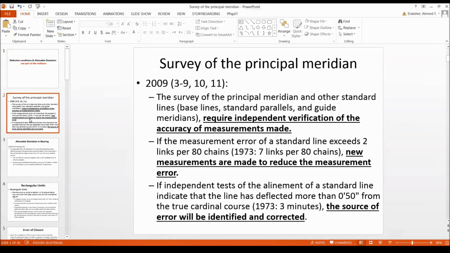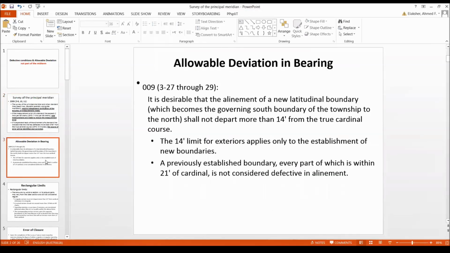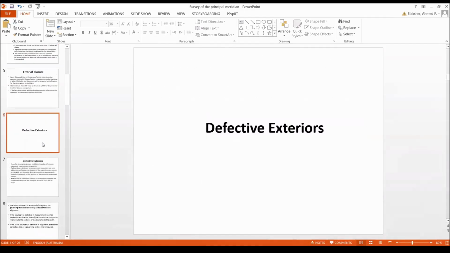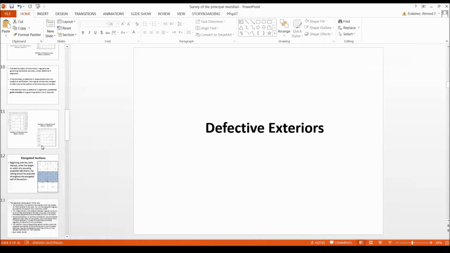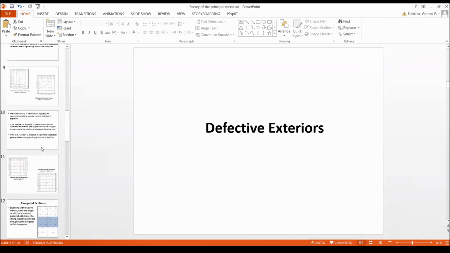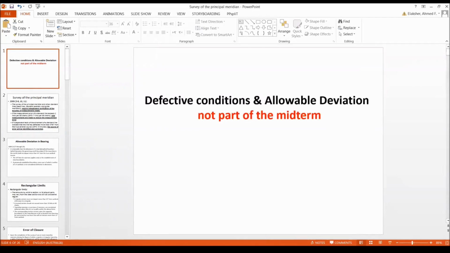We will be talking about defectives, or how to check the principal meridian, and then the allowable deviation, and then the rectangular limits, and then the defective conditions. We'll see some of the cases, some of the examples here. So that's basically what we will be doing in this lecture.